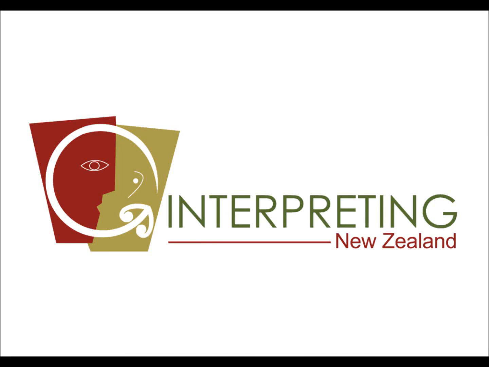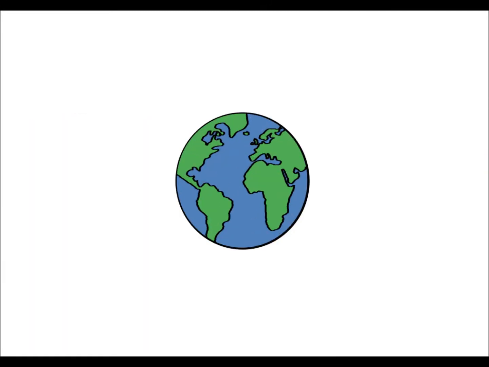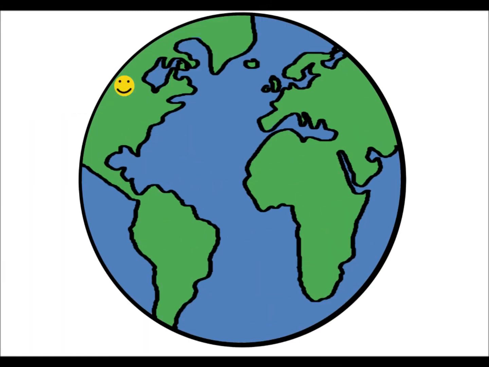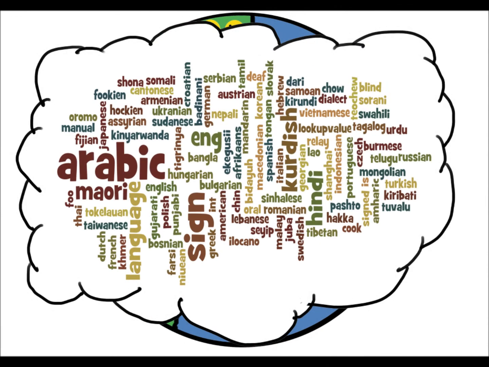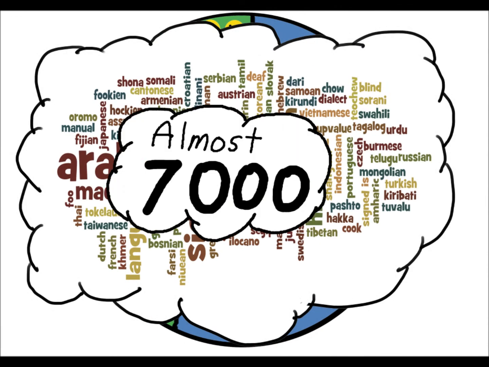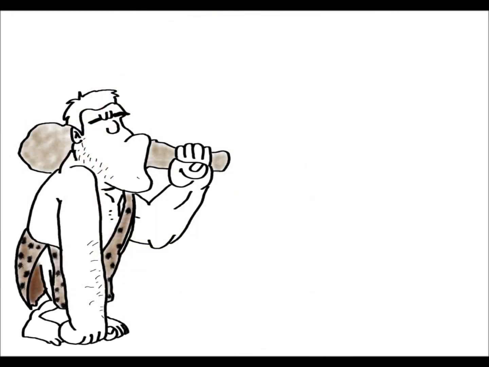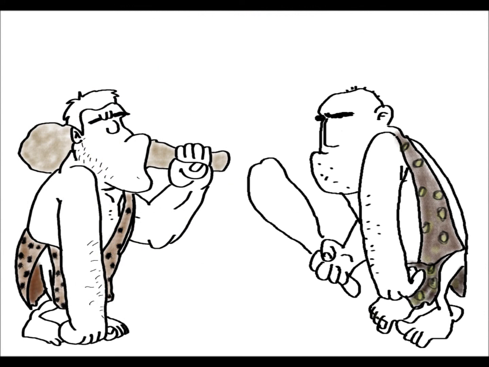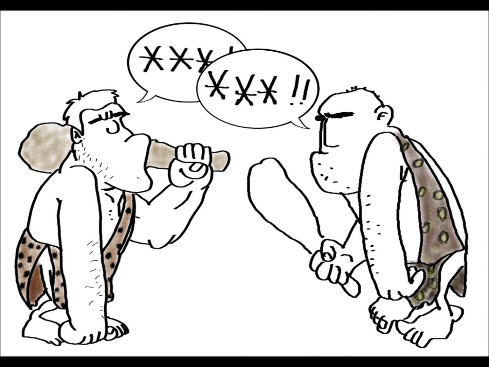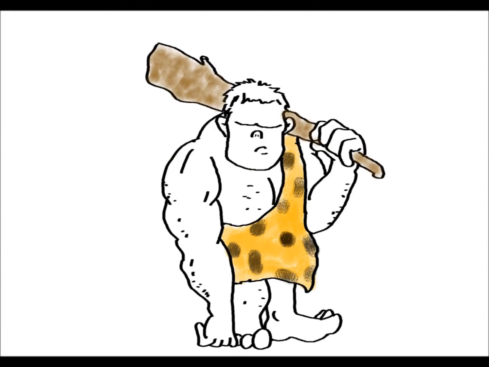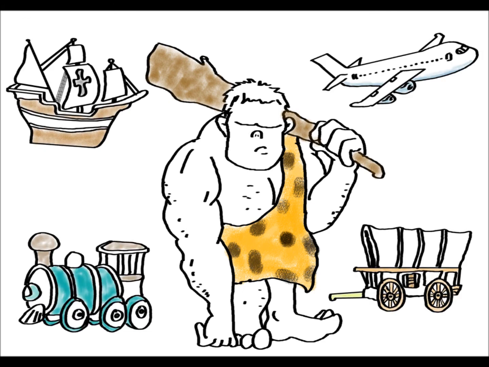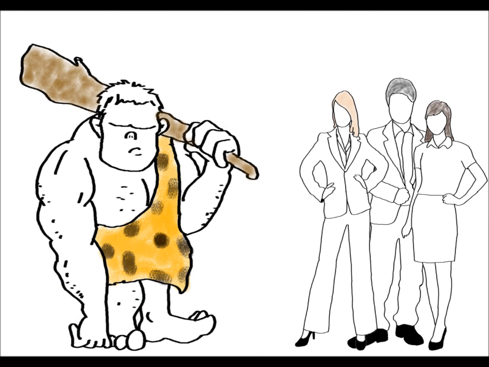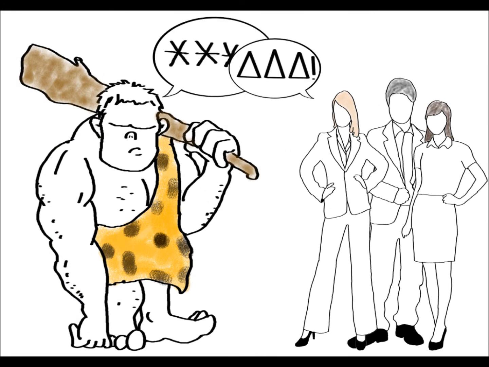The world is a big place, with lots of different people, and many different languages. In fact, there are almost 7,000 known languages worldwide. A long time ago, the chance of meeting someone who didn't speak your language was not very likely. As time moved on, however, people started traveling further and further. People meeting others who spoke different languages became more and more frequent.